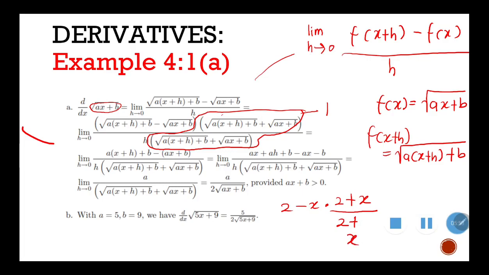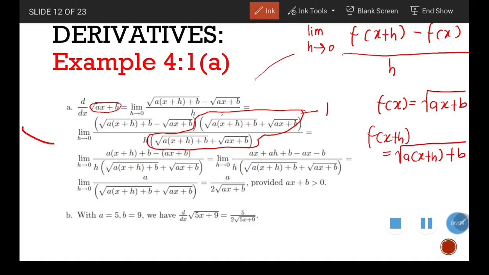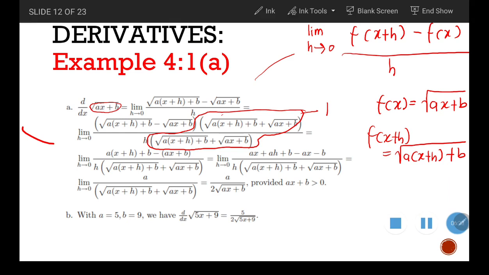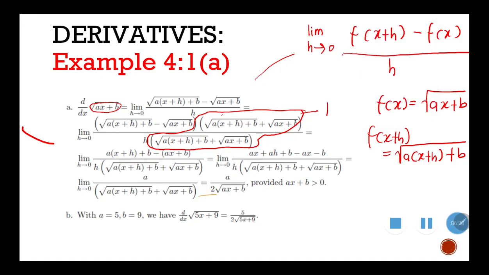This is a simplified version of what a conjugate is. I just want to make sure that you understand. So if you try to simplify this, you will get this part here, and the final answer should be this part here.